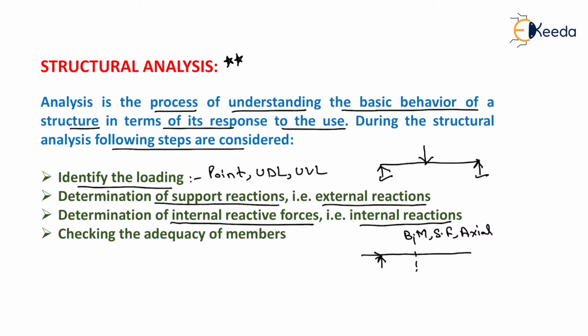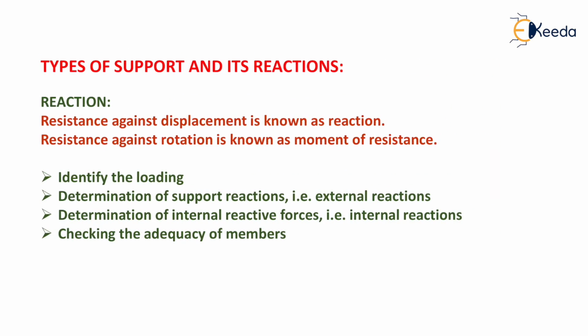Now after determining the internal reactive force, we need to check the adequacy of the member, whether the member is adequate or not. Suppose that the actual bending moment coming on the structure is greater than the bending moment which we had used for designing that beam. Then the structure will be inadequate. So after finding the support reaction and internal reactive force, we need to check the adequacy of the member. Clear to all? Now we need to discuss the types of support and its reaction.